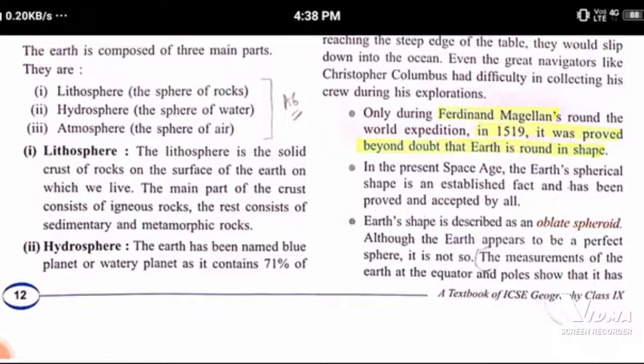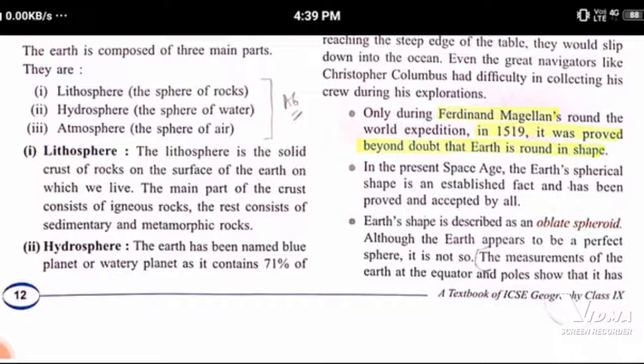The Earth's shape is described as an oblate spheroid. Although the Earth appears to be a perfect sphere, the word oblate means it is not perfect. So oblate spheroid means not a perfect spheroid, because the Earth is not a perfect sphere.